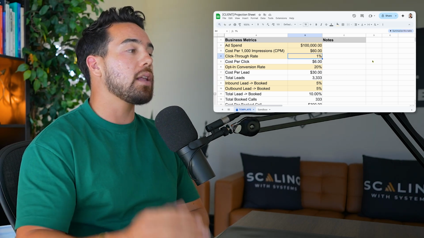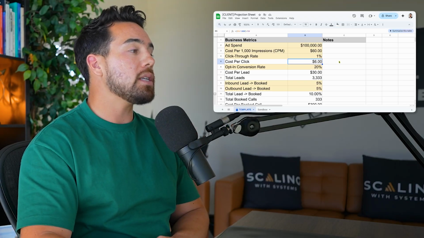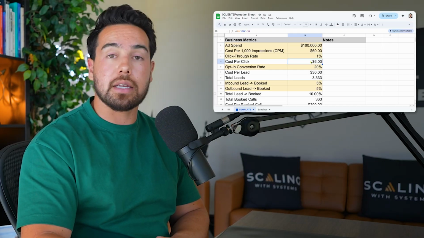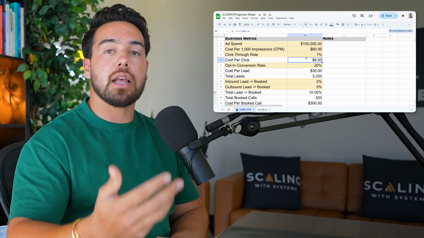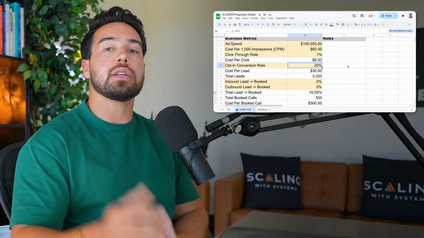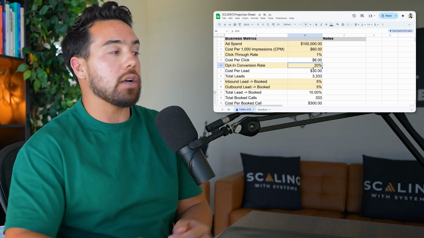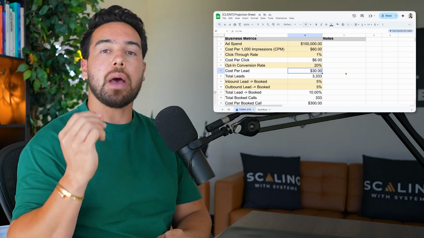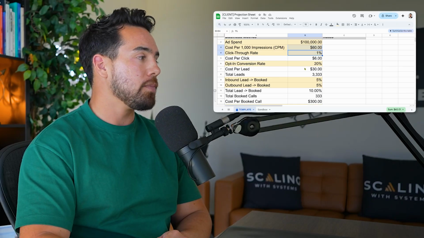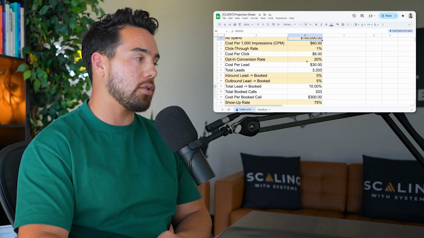And let's say that you have a click-through rate of 1%, meaning that of the people that see your ads, 1% of them click on it. That means that your cost per click, which is essentially a function of your CPM and your click-through rate, is $6. Then after somebody clicks from your ad and goes to an instant form or an opt-in page, you have an opt-in page conversion rate. This is how many of the people that click actually give you their name, email, and phone number. Let's say the industry standard is around 20%, which means that your cost per lead is about $30. Of course, that is a function of your cost per click, which is a function of these two numbers here. And you're going to generate about 3,333 leads out of $100,000 in ad spend.